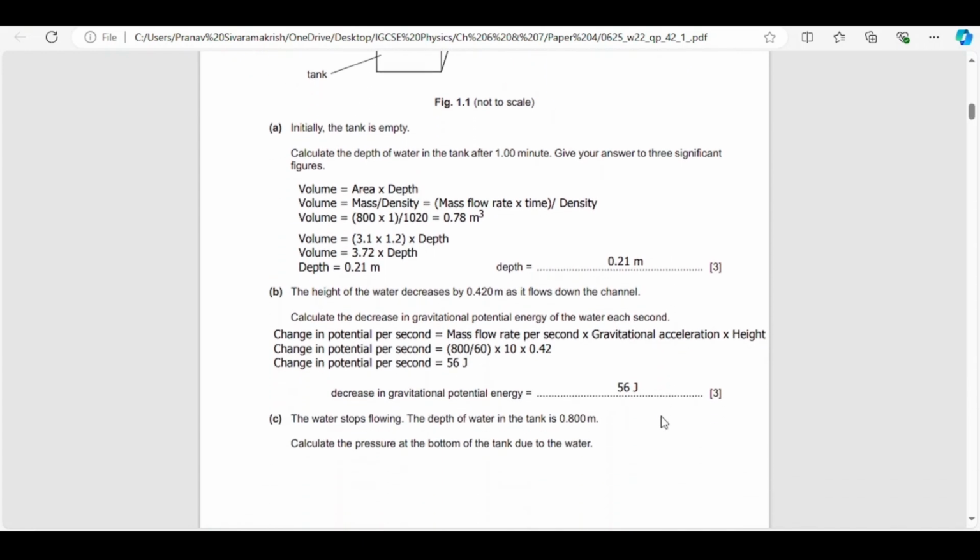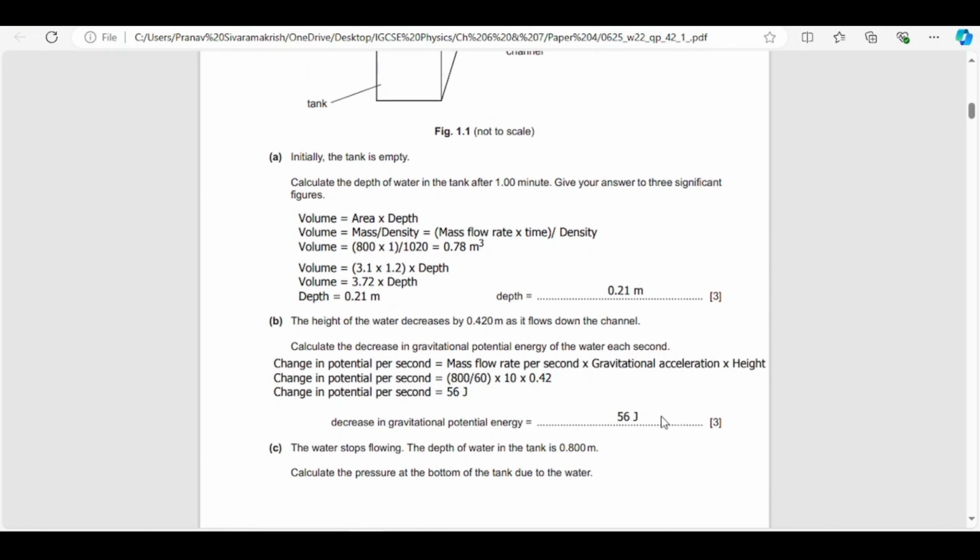The second part, part B, says: the height of the water decreases by 0.42 meters as it flows down the channel. Calculate the decrease in gravitational potential energy of the water each second. So we know that the gravitational potential energy is the mass multiplied by the gravitational acceleration, or the gravitational field strength, multiplied by the height. Here we want to see the loss, or the decrease, in gravitational potential energy because the height is decreasing. And we know the total amount by which the height decreases, which is 0.42 meters. And we want to know the decrease in gravitational potential energy each second.